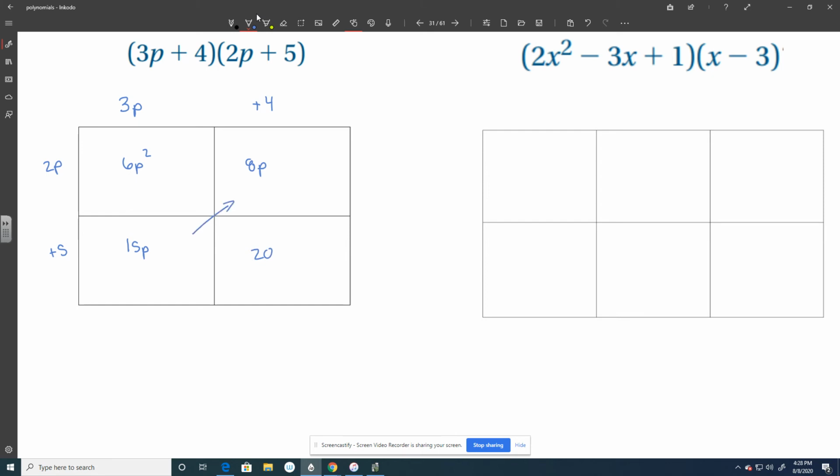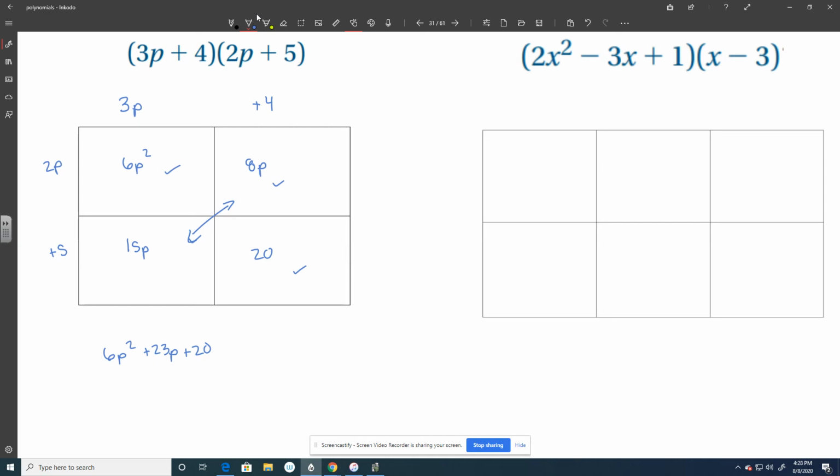So there's my like terms. They're both p's, and I just rewrite my problem. 6p squared from right here. And then 15 plus 8 more, that's 23p. And then I'm left with a positive 20 at the end. So that would be my answer. Again, it goes pretty quick. It keeps you organized. You just have to draw an extra little diagram in there. It is kind of handy when you have a problem like this one.